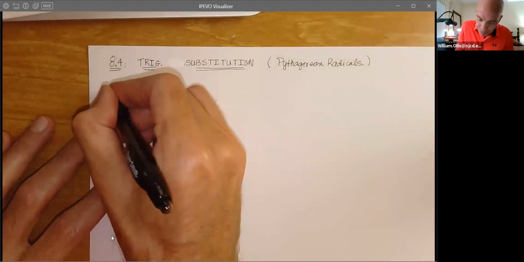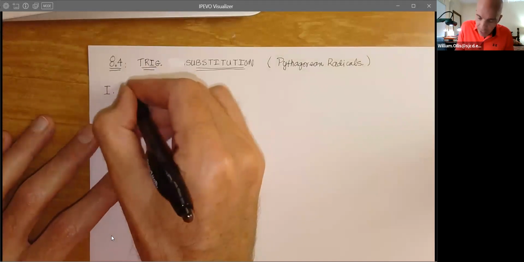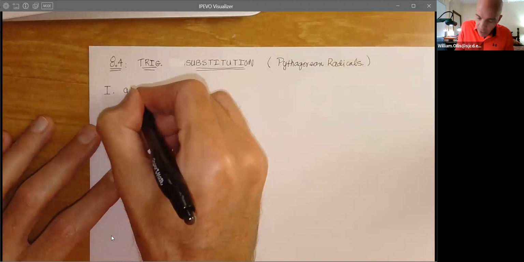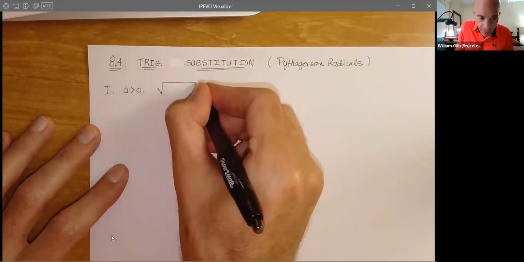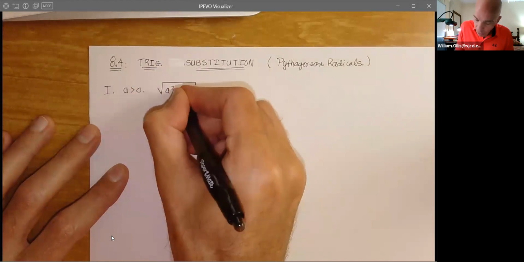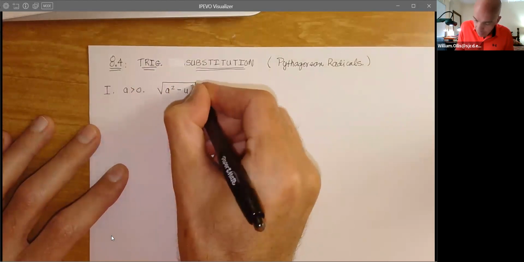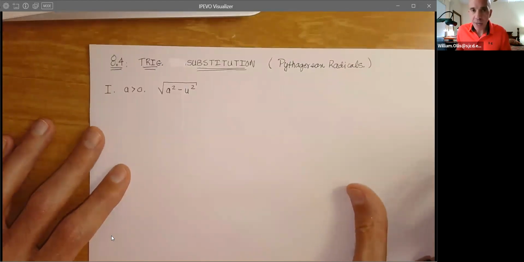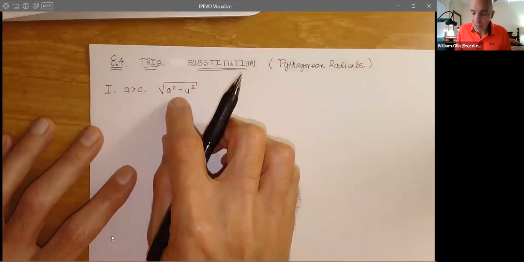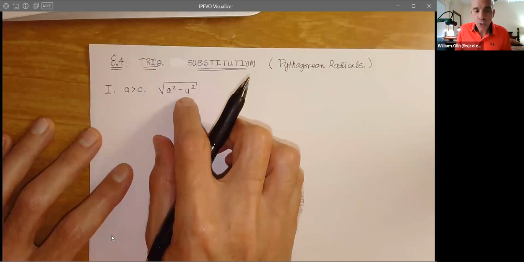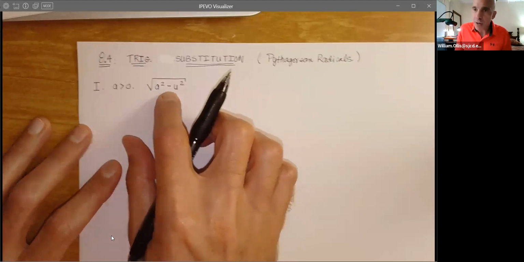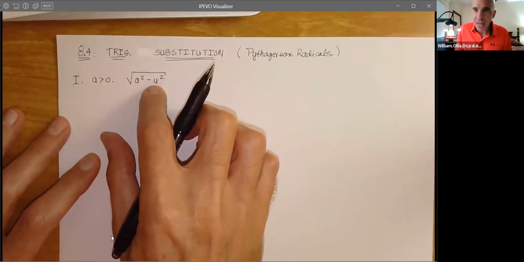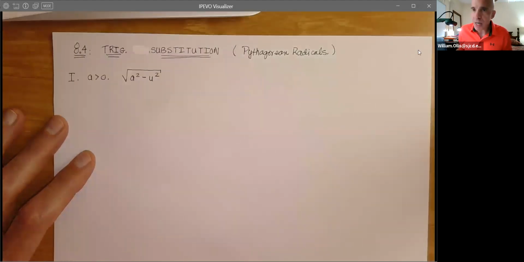So case 1, again, we're going to take a to be a positive number, and we're going to consider the radical a squared minus u squared. Now, again, this is a Pythagorean radical. We think of this with a right triangle. So what the trig substitution does is it utilizes a well-known trig function that can make this simpler. That is, what we want to do is get rid of the radical.